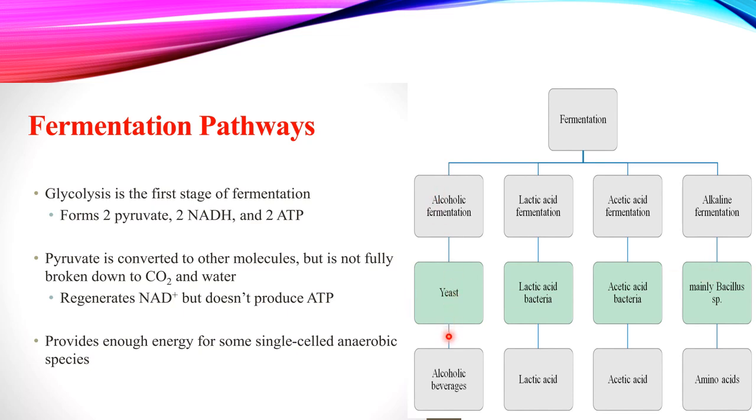These have their own specific utilization, like alcoholic beverages, lactic acid production, acetic acid production, or amino acid production. These are all divided mainly depending on the type of microorganism involved, the types of substrate involved, and the types of enzymes that are active and operating. Based on this, the end products of fermentation can be divided into a vast variety, and thus their applications as well.